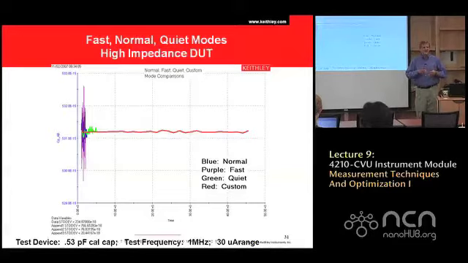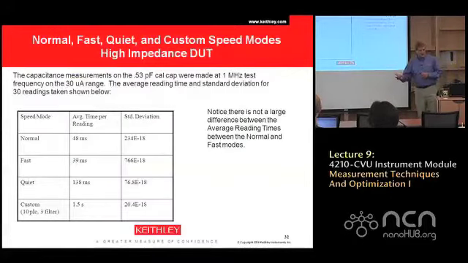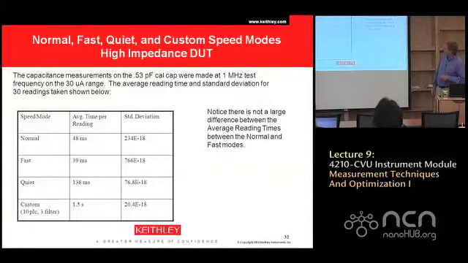45 times more time. So the square root of 45 should have been our noise reduction factor here. What is that, roughly 7? So we should roughly have 7 times less noise. So here's the actual noise as measured by standard deviation. In the normal mode, it took 48 milliseconds per point to make this measurement, and we had 234 attofarads of standard deviation. In fast, it was only slightly faster at 39 milliseconds per point, but we had a significantly higher standard deviation.